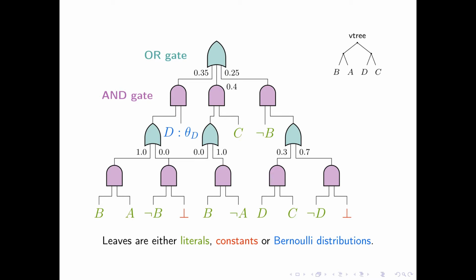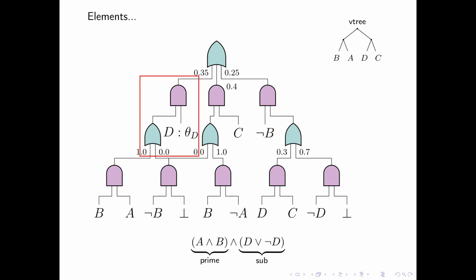So leaves can either be propositional literals, a constant bottom, or a Bernoulli distribution over a single variable. And not only that, but it also has to obey a certain V tree, a variable tree, which is here on the top right-hand side, which in this case encodes the variable ordering BADC. And the structure of the circuit has to obey this V tree. What I mean by that is the left child of an AND gate must have the variables in the left-hand side of the V tree.